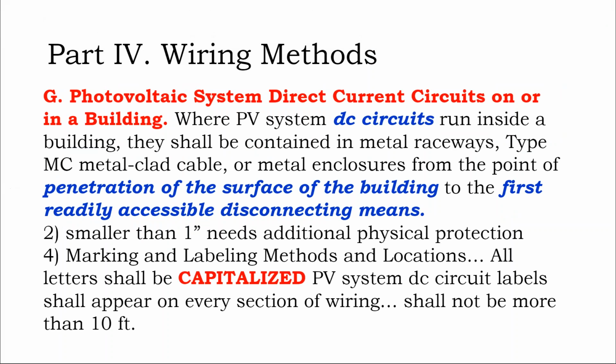So here we have the requirement for metal inside the building. So still pretty early in the solar section. DC circuits, when they run inside the building, they have to be contained in metal, from the point of penetration of the surface of the building to the first readily accessible disconnecting means.